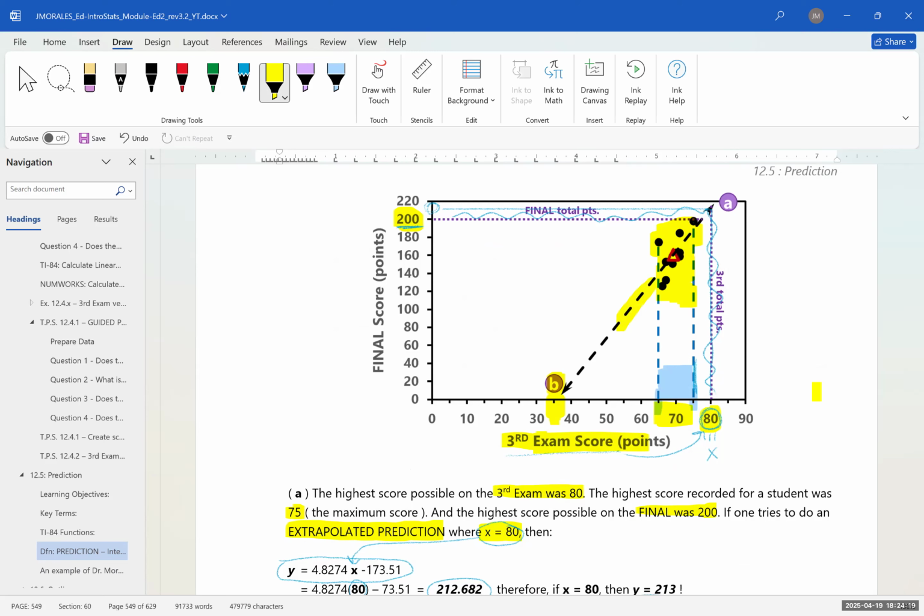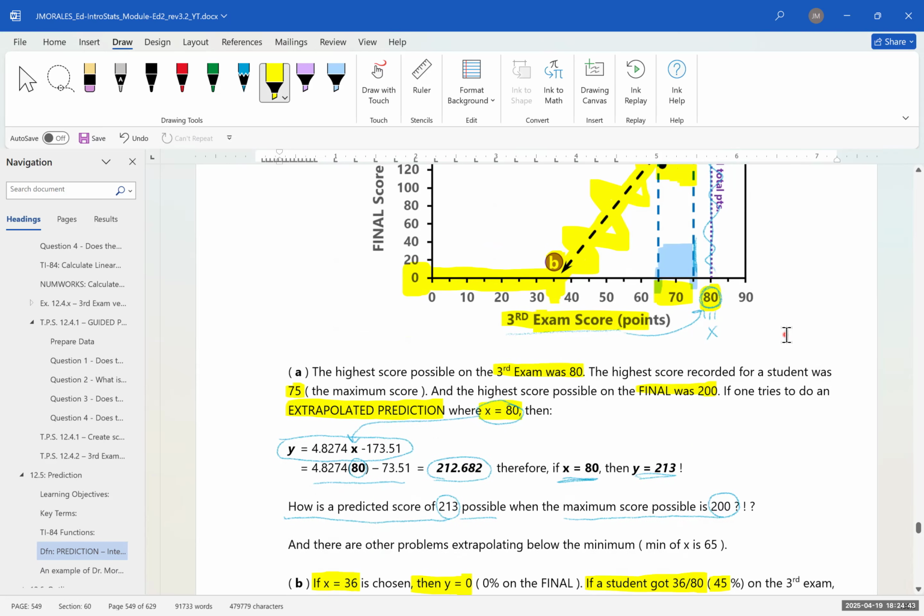But if we use this line of regression, then at a value of x, or a value of the third exam, of 36, that would mean a predicted score on the final of 0. So again, we're working outside here in this extrapolated prediction, and it's very risky and it can cause some significant problems when you try to use it.